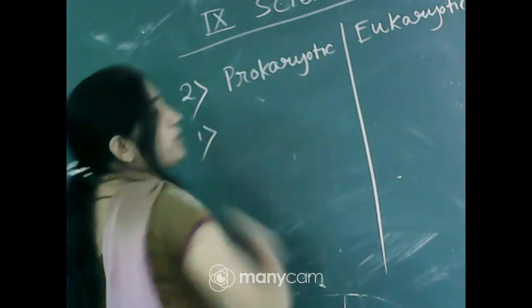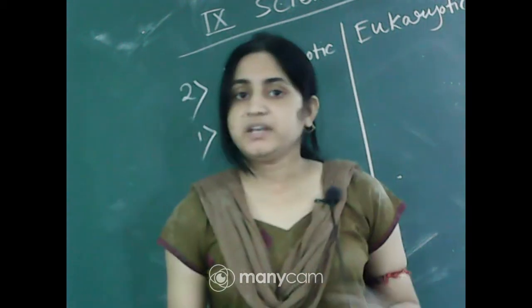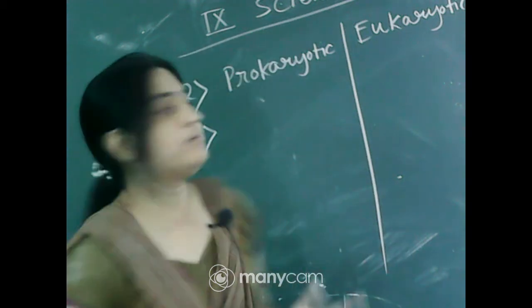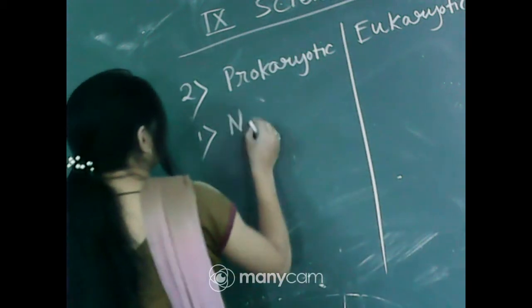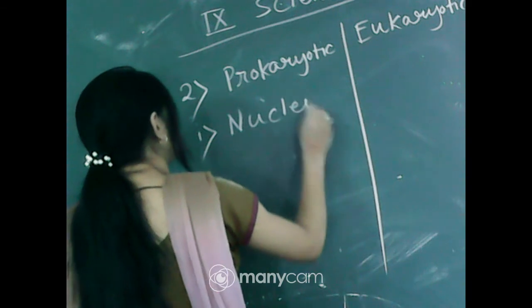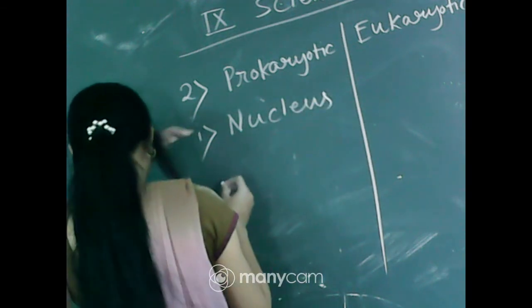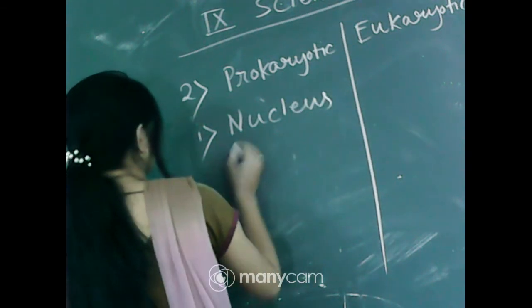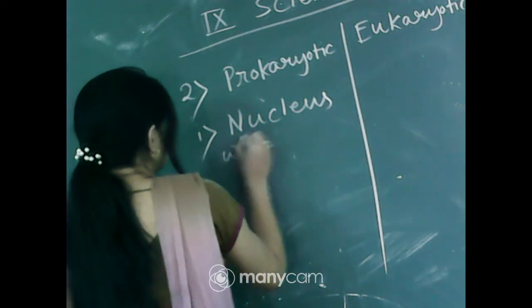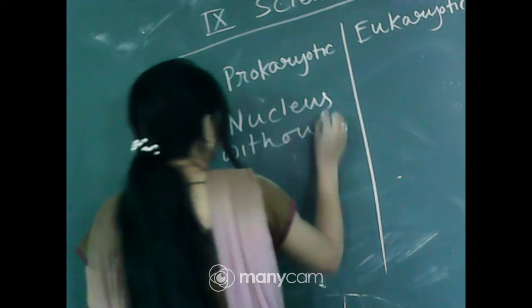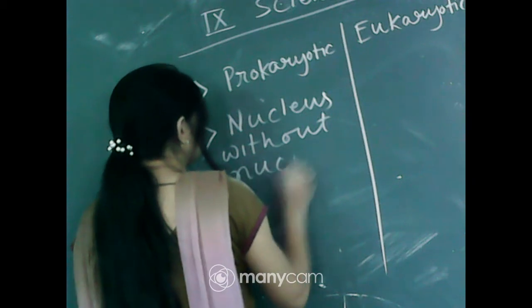In the case of the prokaryotic cell, the nucleus is primitive and they lack the nuclear membrane. So nucleus without nuclear membrane.